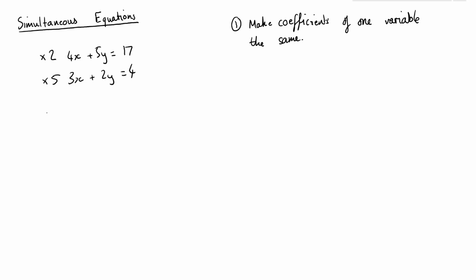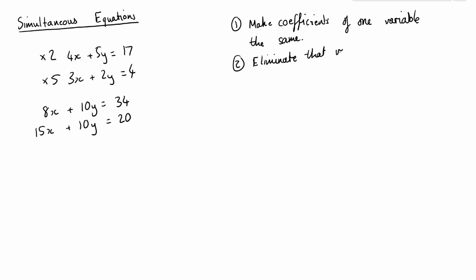And now these equations become, the top equation, if I multiply it by 2, becomes 8x plus 10y is equal to 34. And this bottom equation, when I multiply it by 5, becomes 15x plus 10y is equal to 20. So now I can get rid of these things. So now my second step is to eliminate that variable.